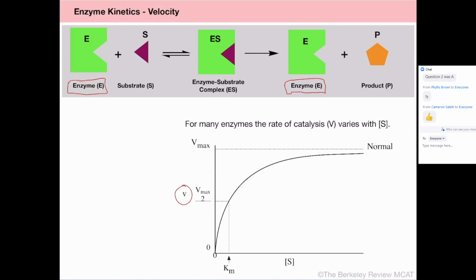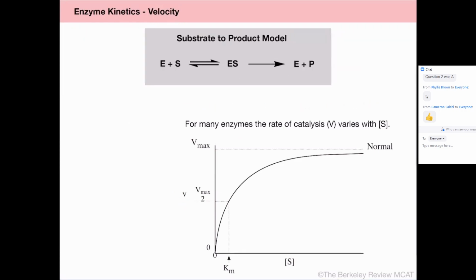And what that model is, if we just take this and write it down: enzyme plus substrate goes to the enzyme substrate complex, which then can turn into your enzyme plus your product. Okay, here's our simple substrate to product model. And what I'm going to do is label each of these arrows as different rates. I'm going to call this one K1, this one K2, and this one K3.